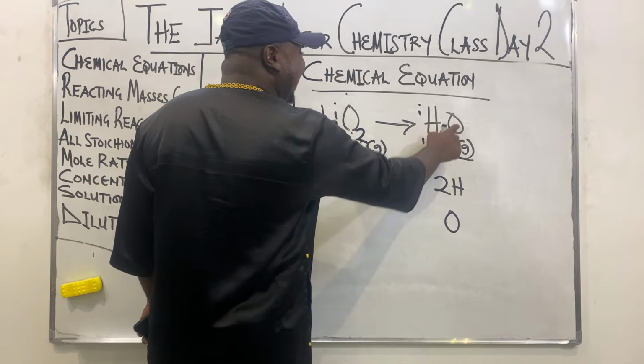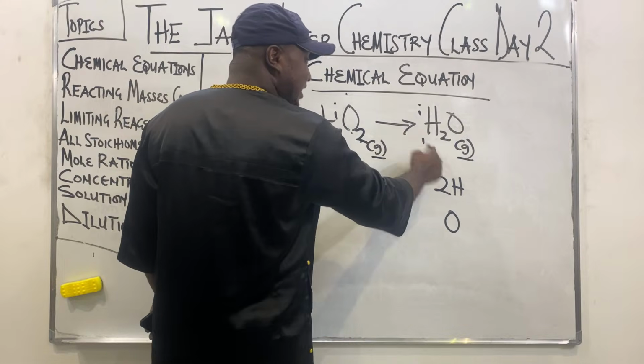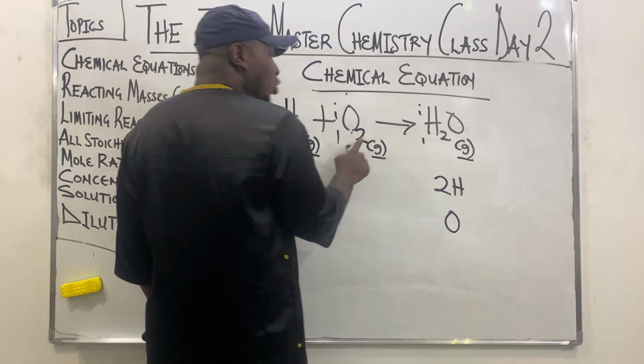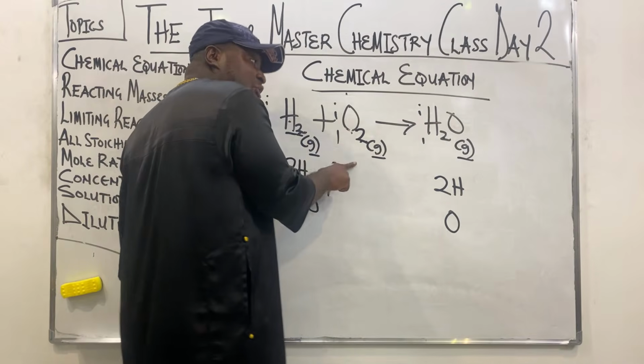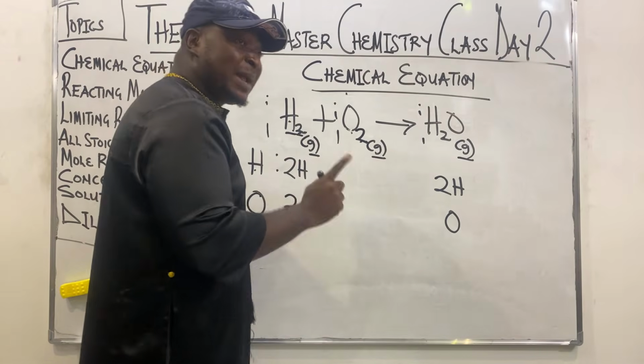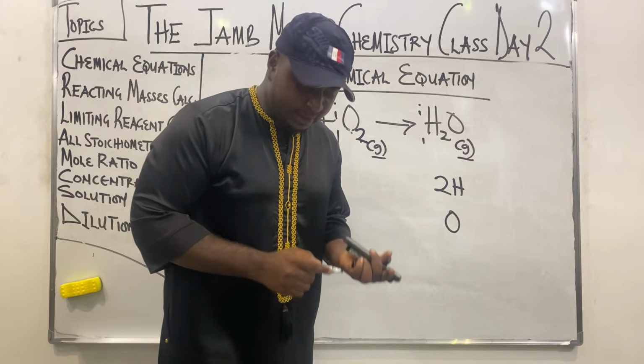And this oxygen is 1. I need to make this oxygen 2. Like I said earlier, there's 1 oxygen here, there's 2 oxygen here. I cannot say let me remove these 2 now so they can be 1 and 1. No, you cannot reduce, you can only increase. When balancing a chemical equation, you cannot reduce, you can only increase.